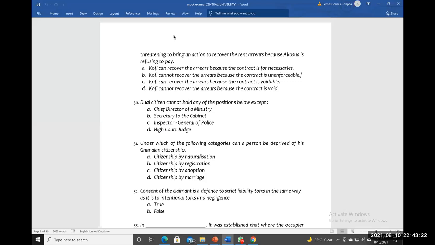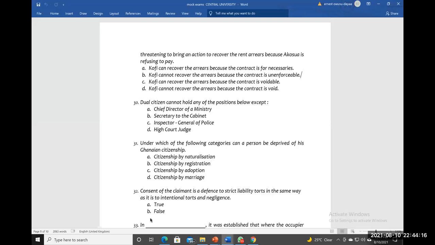So if your citizenship is apart from by birth or by adoption, it can be revoked. And that is what we just read from Section 18. If you look at the question, which of the following persons can have their citizenship deprived? A, citizenship by naturalization. B, citizenship by registration. C, citizenship by adoption. And D, citizenship by marriage. What is your choice? We have read Section 18 for you.